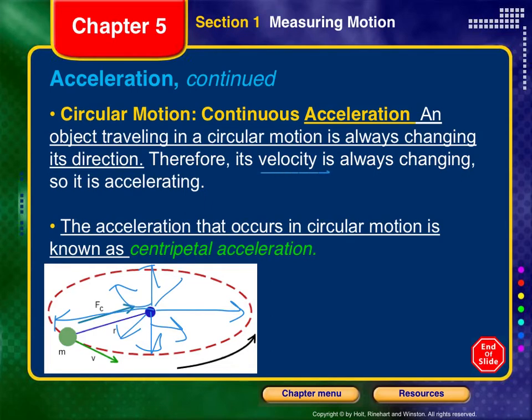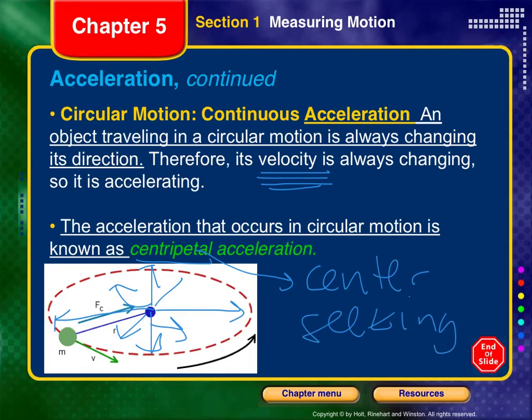So at any given time, you're going a different direction as you go around this point. So therefore, its velocity is always changing. Remember, velocity involves speed plus direction. So if the velocity is always changing, it's accelerating. Okay, so the acceleration that occurs in this motion is known as centripetal acceleration. Centripetal, in Latin, means center seeking. So that ball is kind of spinning around that center. Examples of this are the Earth's orbit.